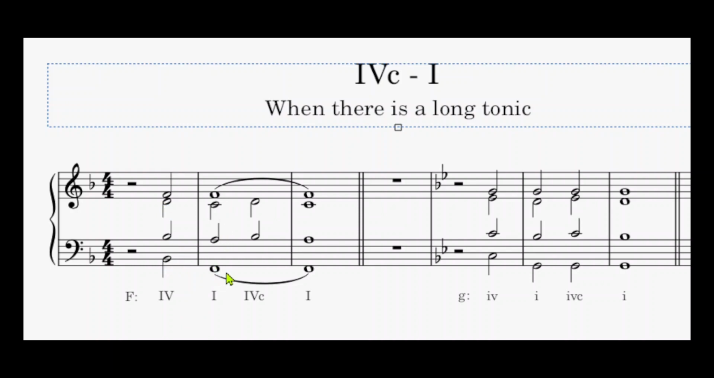If we have a long tonic in the bass or repeated tonic in the soprano, then we can decorate the final tonic with 4C. That is, insert the 4C between the two long tonics. So here we have the F again, then the B flat and the D. So it's still a B flat chord, B flat, D, F.